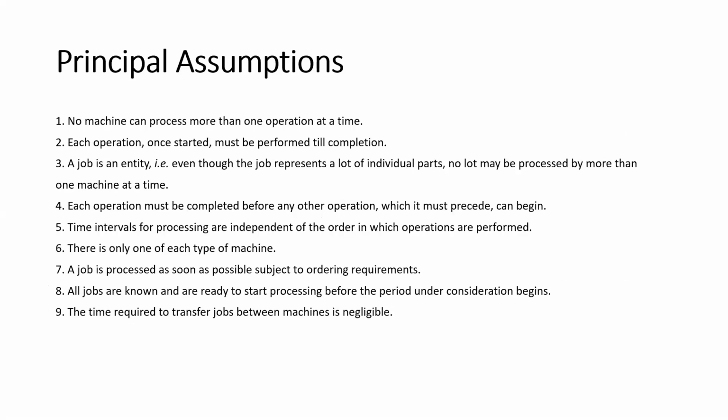There are some assumptions for the sequencing problem. One is no machine can process more than one operation at a time. Each operation once started must be performed till completion. A job is an entity, that is, even though the job represents a lot of individual parts, no lot may be processed by more than one machine at a time. Each operation must be completed before any other operation. Time intervals for processing are independent of order.